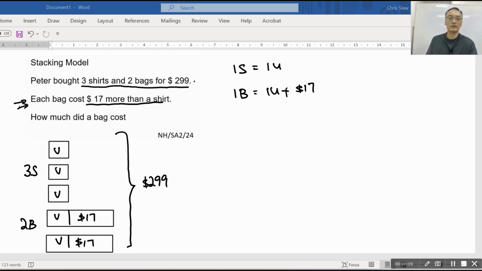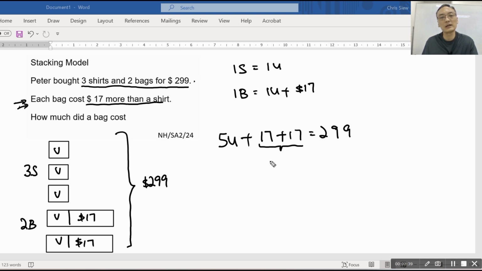So from here, we can form the equation. We will be able to see that on the left side, we have 1, 2, 3, 4, 5 units. So right here, 5 units plus 2 sets of 17. So it should be 17 plus 17, and this will give us a total of 299. 17 plus 17 will give us 34. So 5 units plus 34 will give you 299.